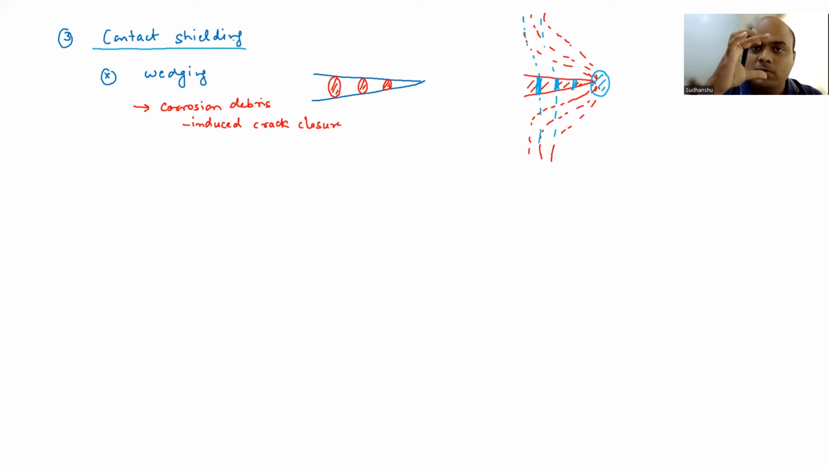Okay, you are now having contact of these two crack surfaces. If this is crack surface 1 and 2, with some solids which can transfer the load from crack surface 1 to crack surface 2, thereby it will reduce the stress concentration in front of the crack tip. So one is corrosion debris. You have some corrosion debris which is going to reduce the crack tip driving force. Second, crack surface roughness induced closure.